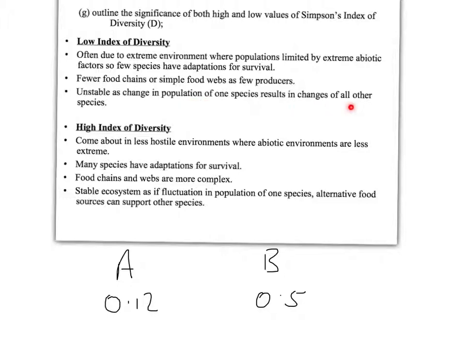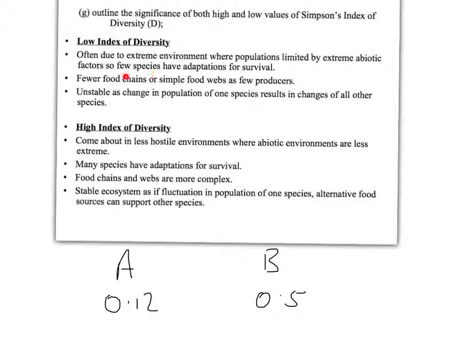So that's indicated by a low index of diversity. The lowest index of diversity you can get is 0, and the highest index of diversity you can get is 1. So that's extreme environments, limited by abiotic factors. That's some sort of physical factor. So it might be very high salinity, or the Antarctic, very, very cold, or whatever. So an extreme abiotic factor.